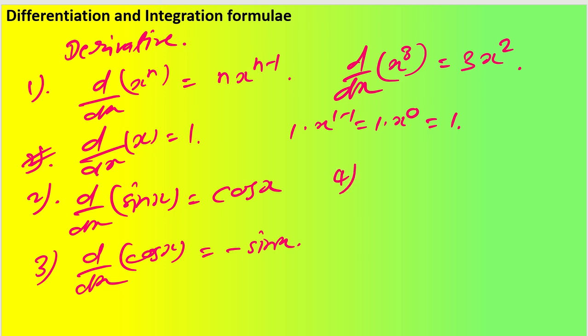Then let's say the fourth one, differentiation of tan x. That is going to be sec square x.